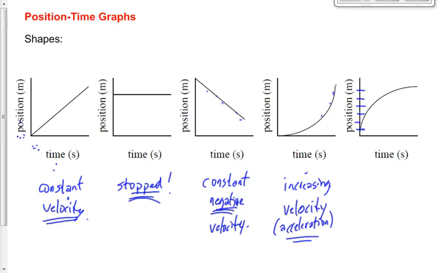I'm still moving towards Calgary. But the position isn't changing as much as time goes by. So although I'm still moving in the positive direction, I'm decelerating. I'm slowing down as I still move in the positive direction. So you could say decreasing velocity. You could say deceleration. Or you could say negative acceleration. Would all mean the same thing.